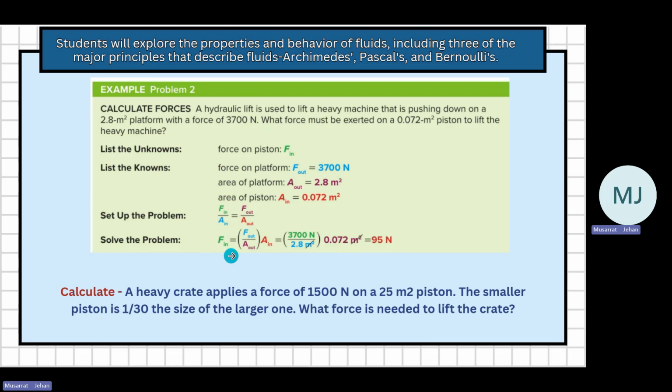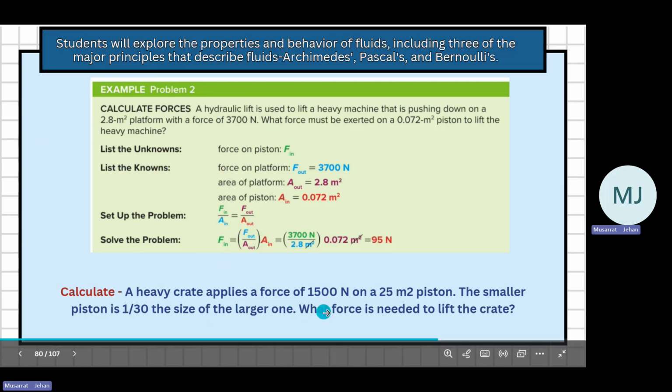So F in equals to, they have changed the formula accordingly. You remove the A from here. When you remove the A from here, you will multiply this side. F out over A out equals F in over A in, multiplied by A in. Plug in the values, use your calculator and find the answer.